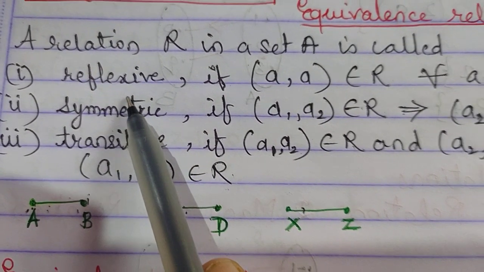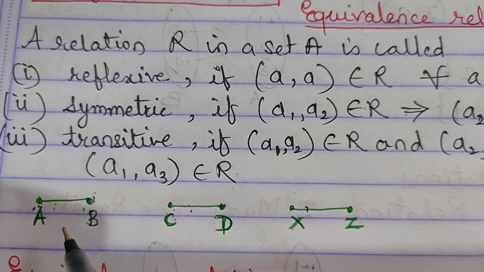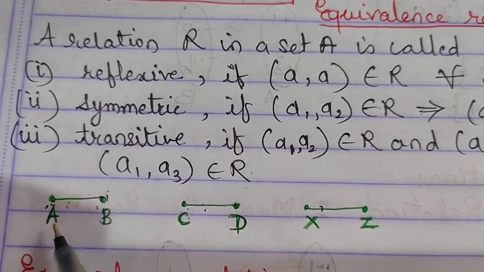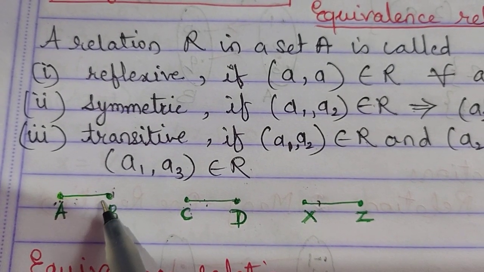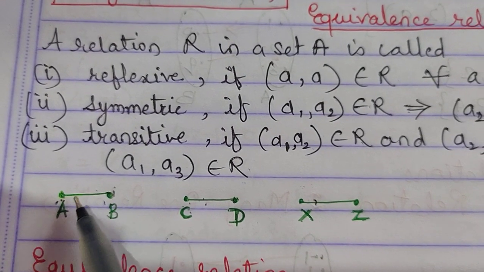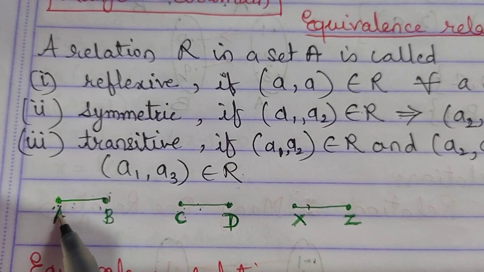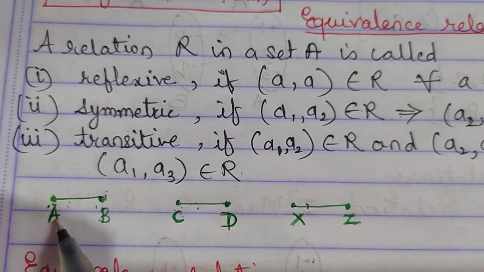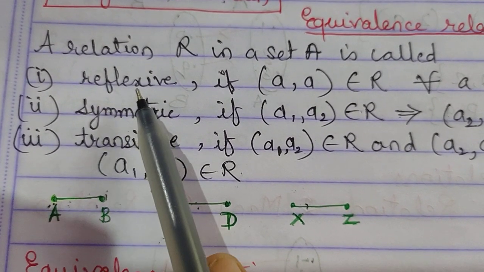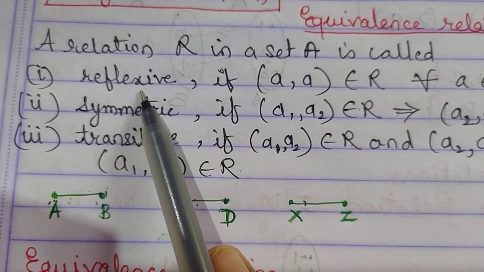What is a reflexive property? Here I am going to explain one example. Consider the segment AB. Every segment is congruent to itself. So we can say that segment AB is congruent to segment AB. This property is the reflexive property.